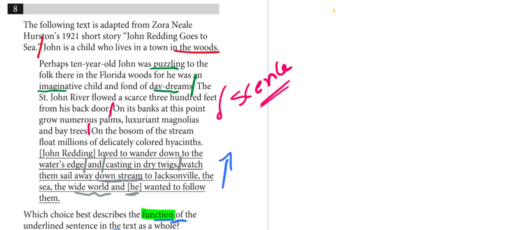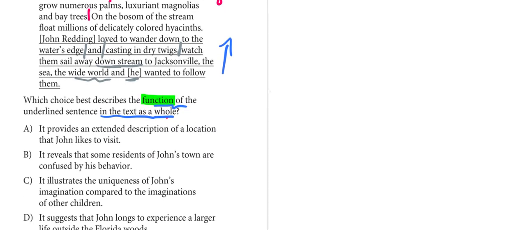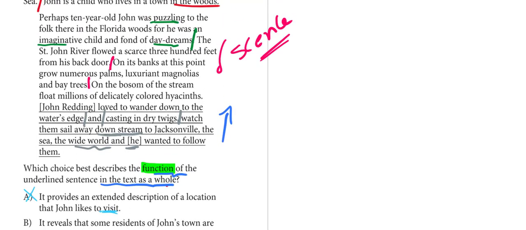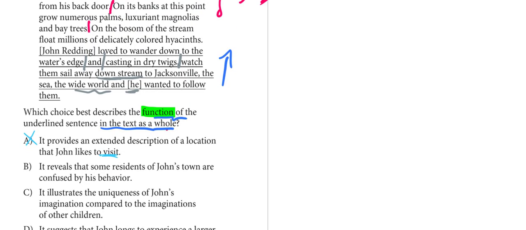Now, having this in my mind, I'm going to go to the answer choices so I can get to know the function of the underlined section. So, A here says, it provides an extended description of a location that John likes to visit. For sure, this is not correct. Maybe there is a description of the location, but it was in the sentences that come immediately before the underlined section. But here we are specific. We need to get to know the function of the underlined sentence, not any other sentences. So A is not correct.